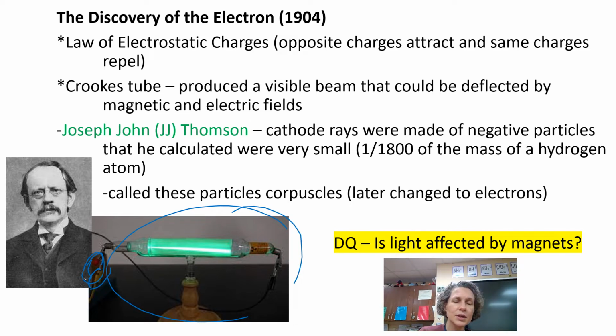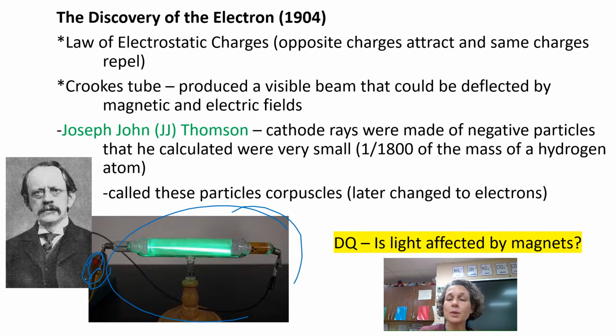So in this tube, you will see a visible beam, and the outside of the tube is just glass, but if on the outside you produce a magnetic field with magnets, obviously, or electric fields, then you can change the path of that beam of light. Excuse me, not light. It's not light. It's actually negative particles. So here we go.